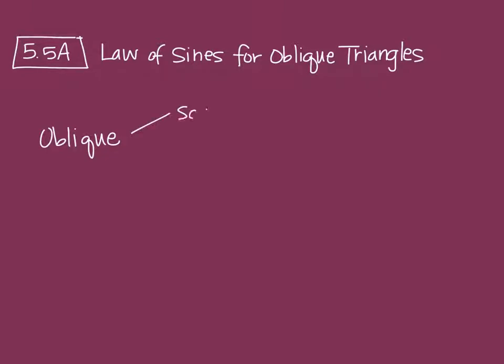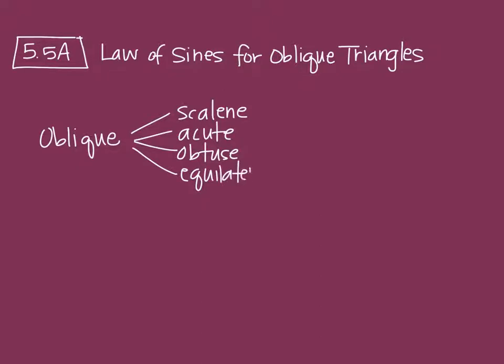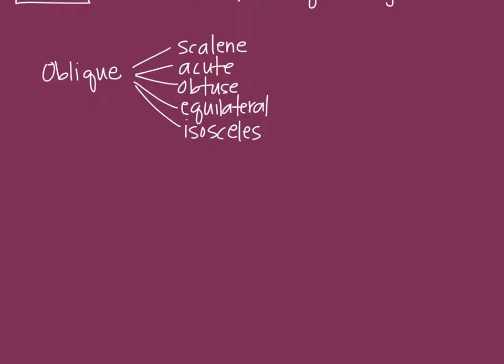We have scalene, we have acute, we have obtuse, equilateral, isosceles. But the nice thing is there's not a separate rule for all of those different categories. They all just fall under the category of oblique. We've got one rule that covers all of them, which is great. And that rule is called the law of sines. So let's take a look at what that is.